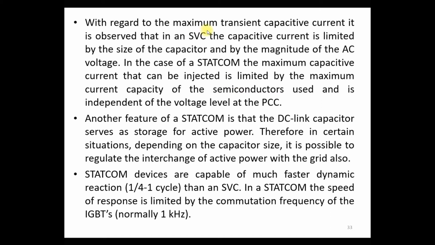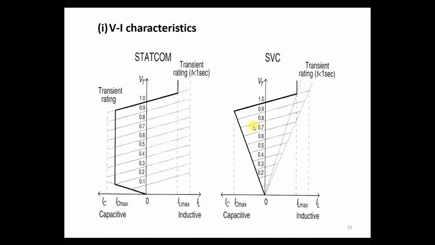With regard to the maximum transient capacitive current, it is observed that in the SVC, the capacitive current is limited by the size of the capacitor and by the magnitude of the AC voltage. In this SVC characteristic, in the capacitive mode, the maximum current provided by the SVC depends upon the size of the capacitor we use. Whether you use a fixed capacitor or a thyristor switched capacitor, the maximum capacitive current depends upon the size of the capacitor.